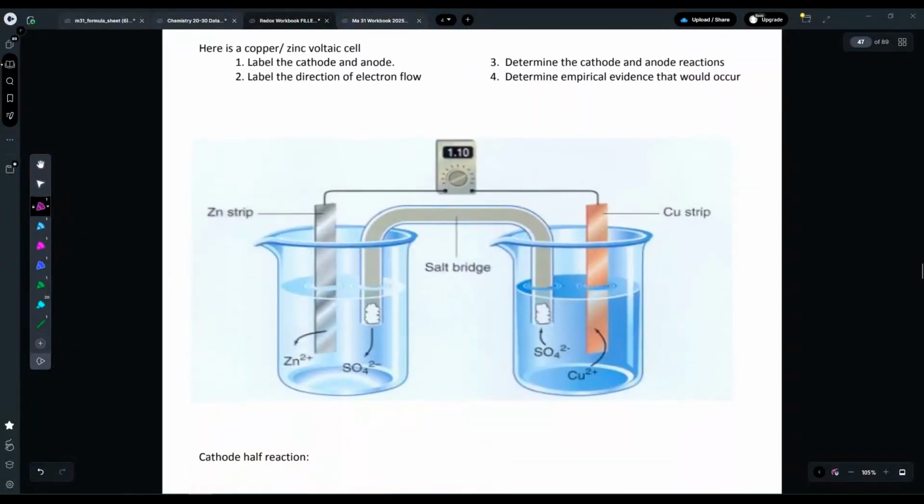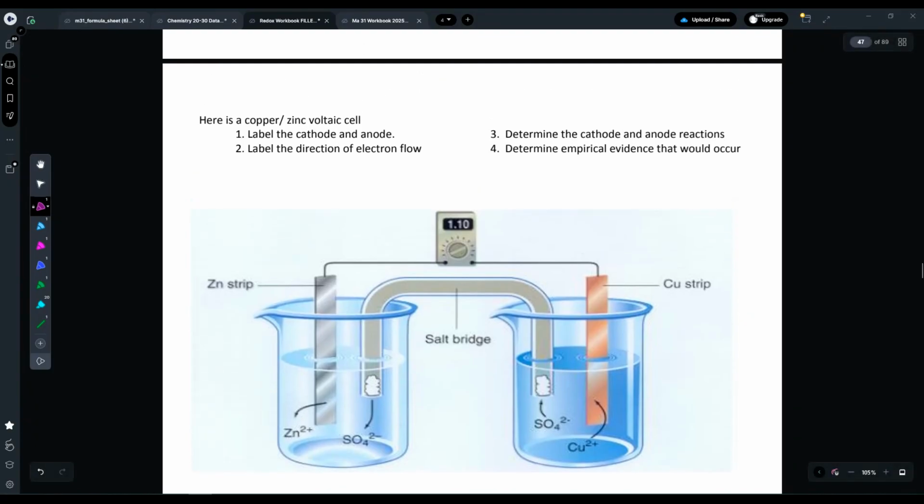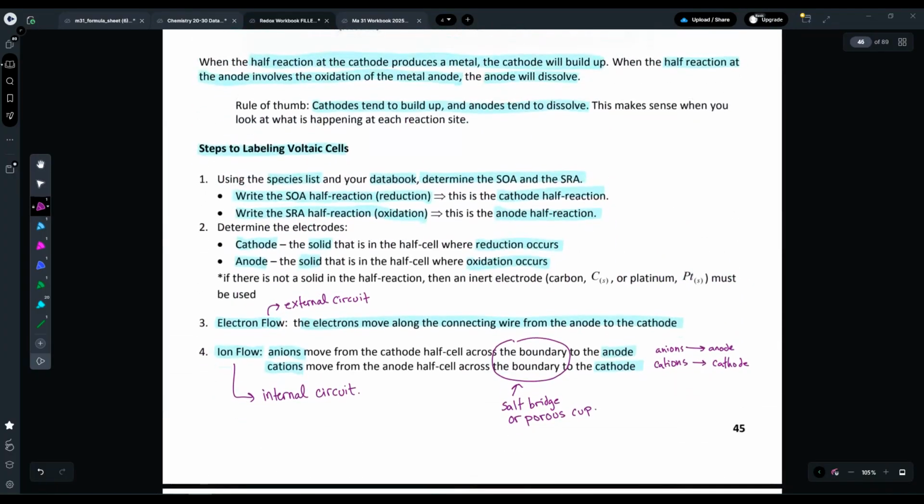Okay, so in this diagram, we have a copper zinc voltaic cell, and we need to label the cathode and anode, label the direction of electron flow, determine the cathode and anode reactions, and then determine what empirical evidence would occur for this voltaic cell. I'm going to be going through these steps at the bottom of page 45 here.